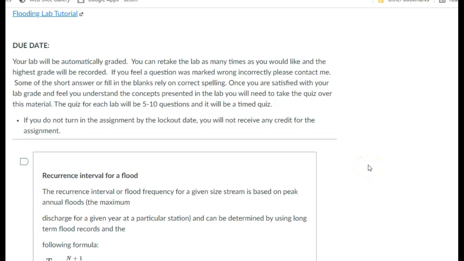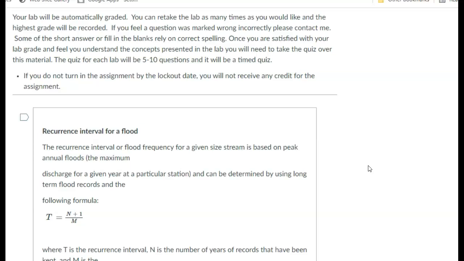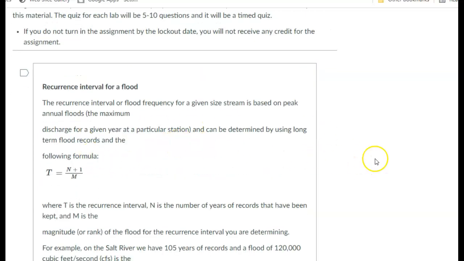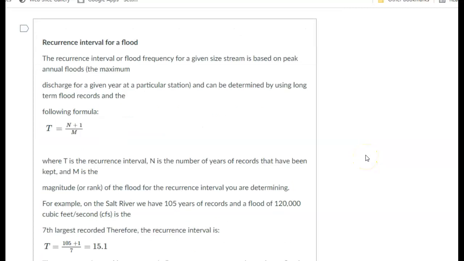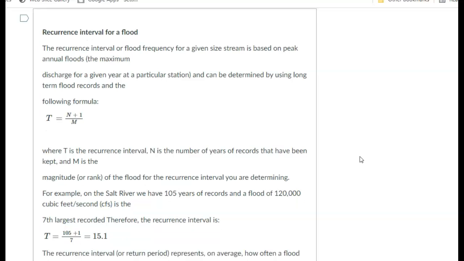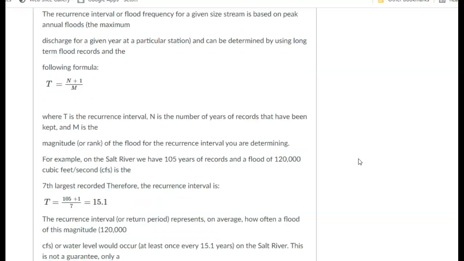Alrighty, so what we're going to do is do a little flooding lab for this module. You've hopefully heard the term recurrence interval because we talked about it in lecture and it was on the previous page that led up to this lab. One way that we can evaluate a flood hazard is by its recurrence interval: how often we think a flood of a specific size may occur on a specific river.